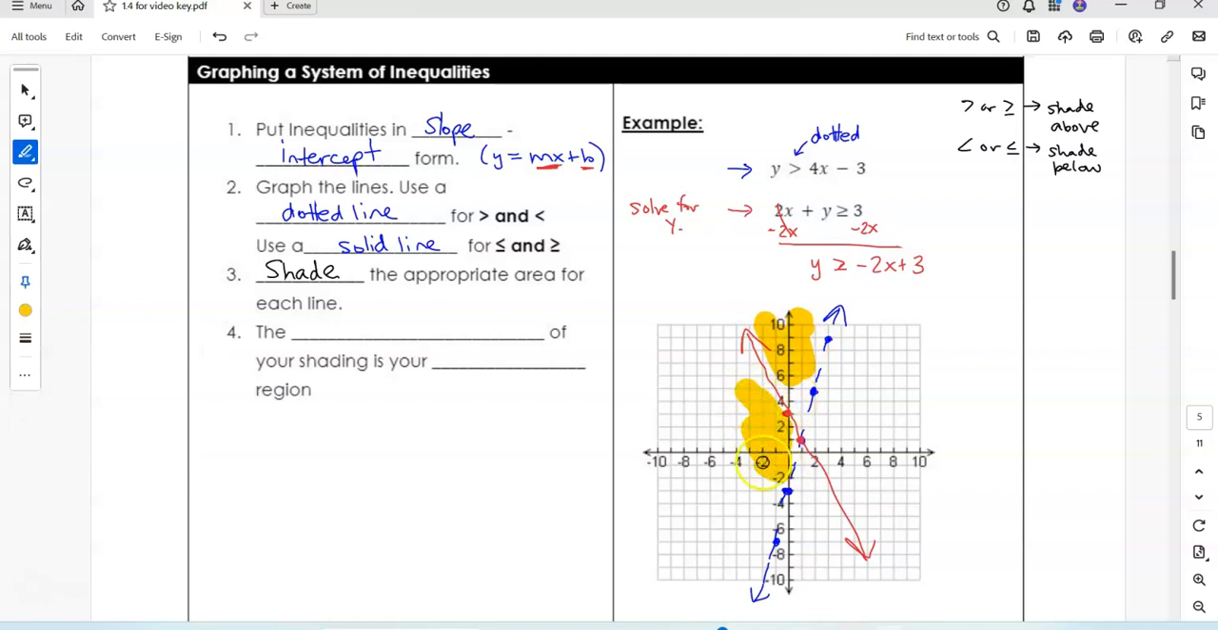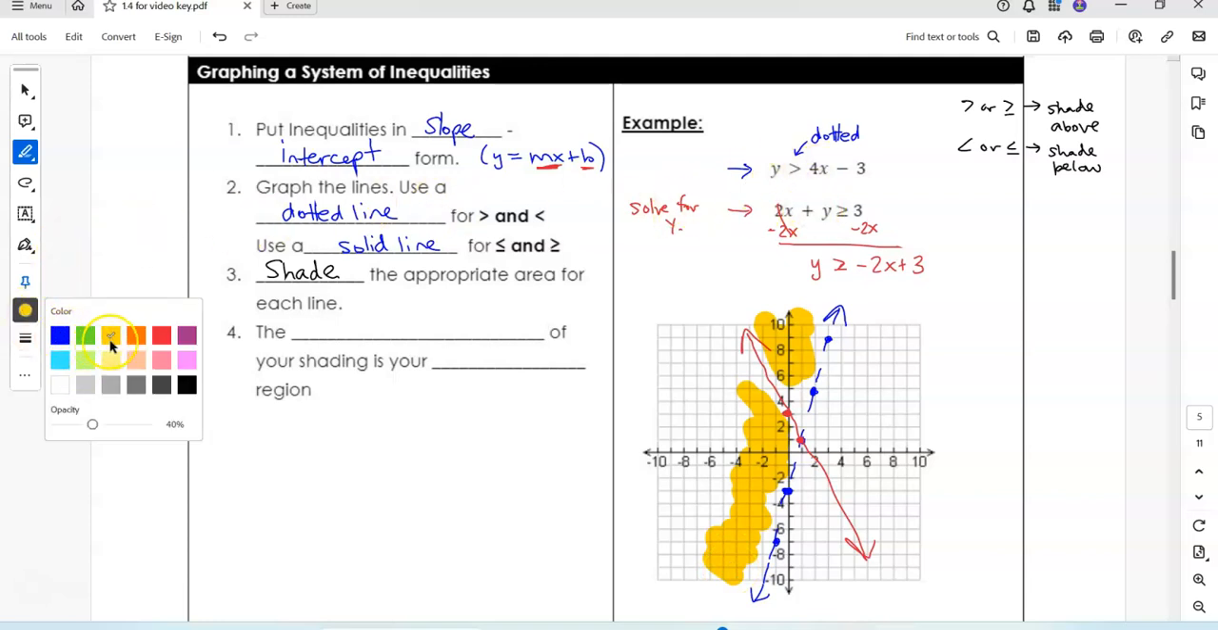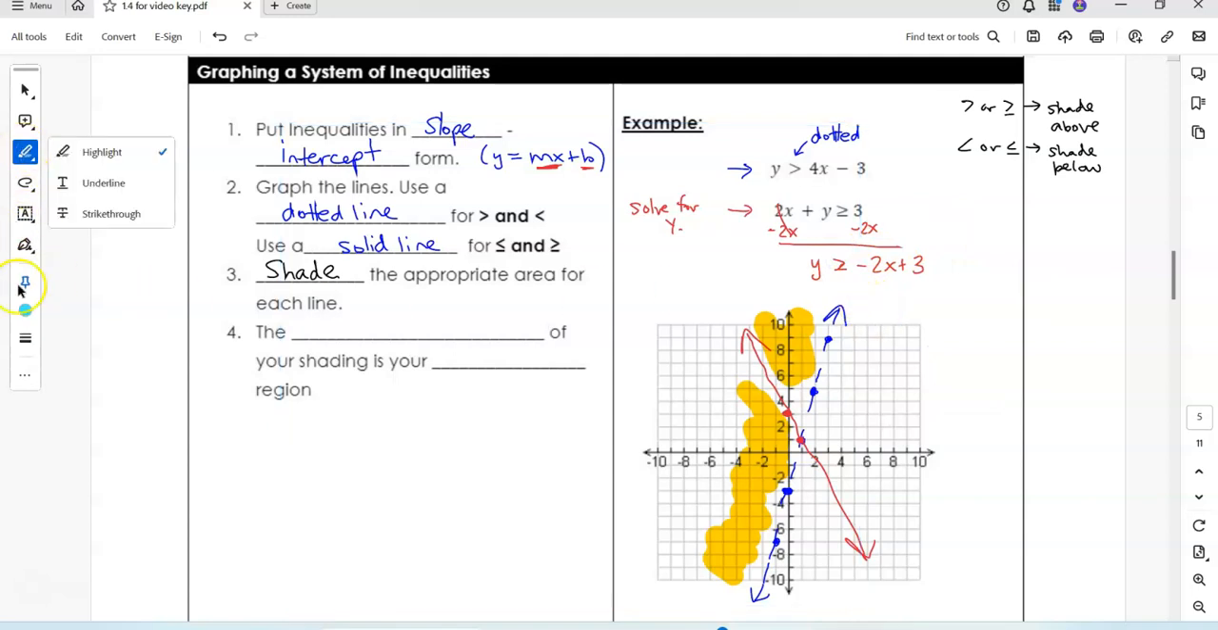Everything above the blue, but don't actually graph that on your paper yet, because I'm going to show you the other one, which I'll do in green. Actually, let's see, yellow and blue make green. I'll do light blue for this one down here.